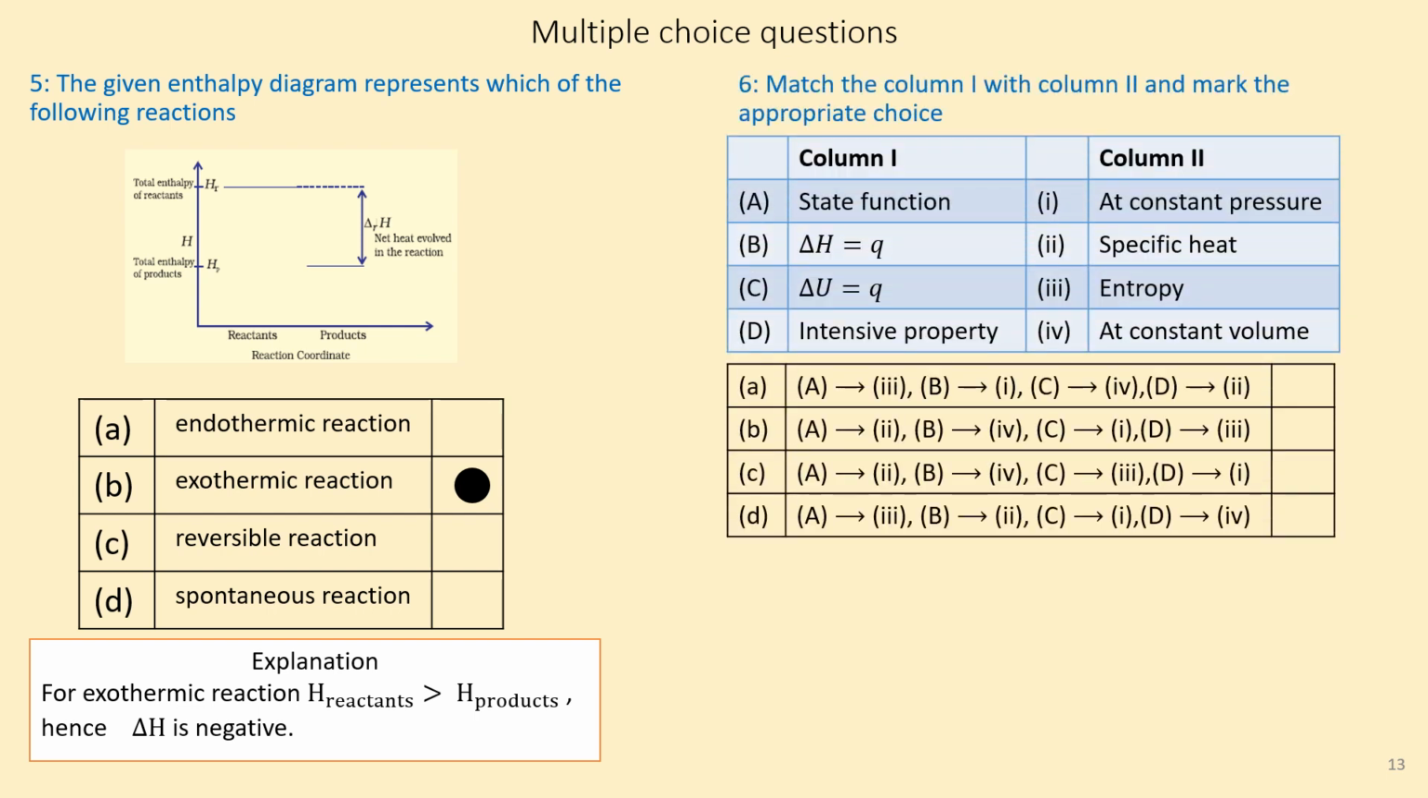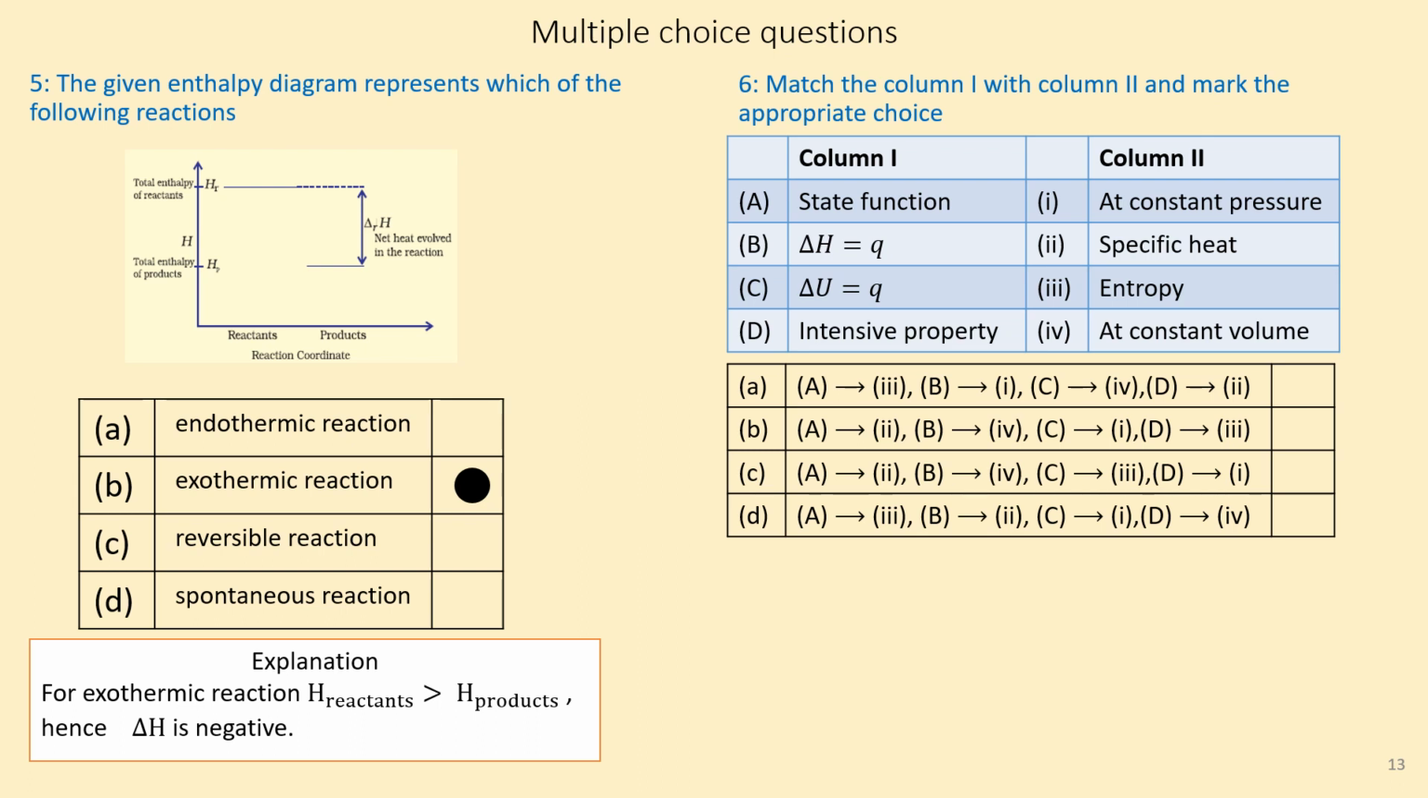Next question. Match column 1 with column 2 and mark the appropriate choice. Column 1 has four items given. State function, then B is delta H equals Q, and C is delta U equals Q, and intensive property is also given in column 1. You have to match these with the items given in column 2.